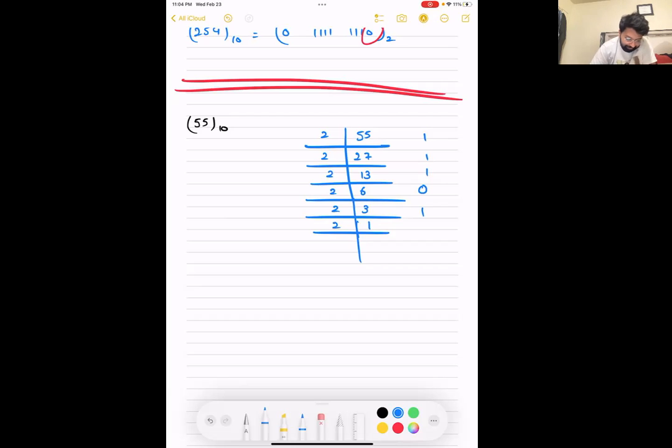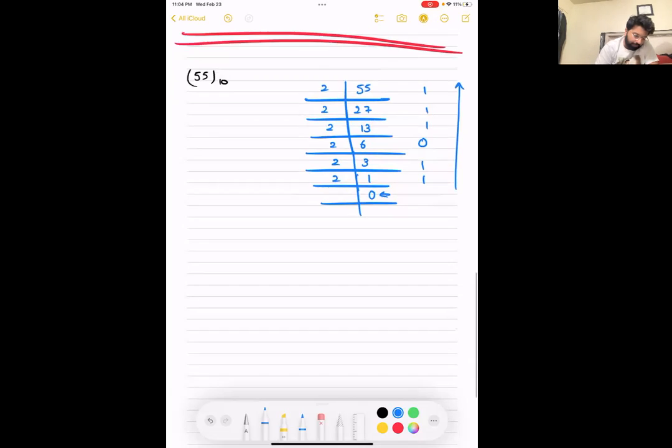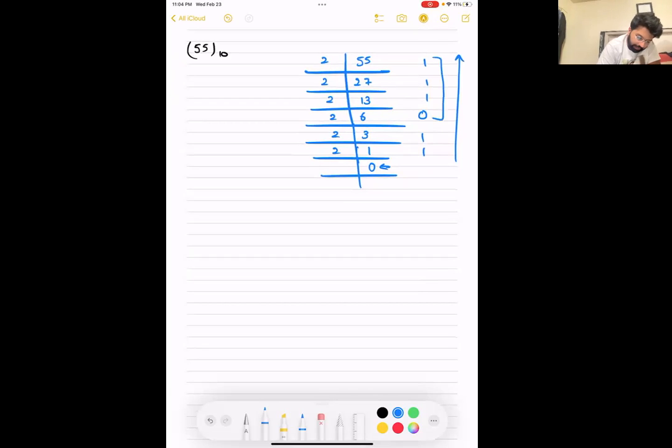1 divided by 2 is 0.5, right? So I'm gonna write 0 here. And since it's an odd number, I'm gonna put 1. Once you reach 0, that's it for you. Now, for this, we're gonna write this from bottom up. So let's divide them into 4 bits. There you go. So this means 55 in decimal is equal to 110111 in binary. That's a trick. That's it. That's how you solve it.